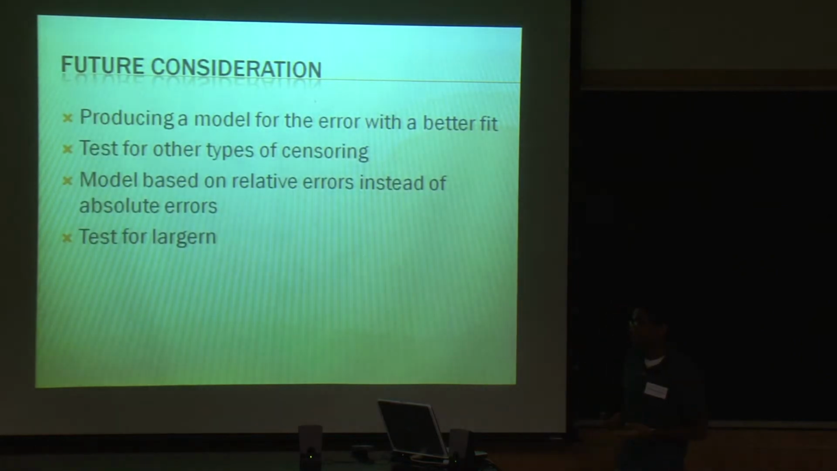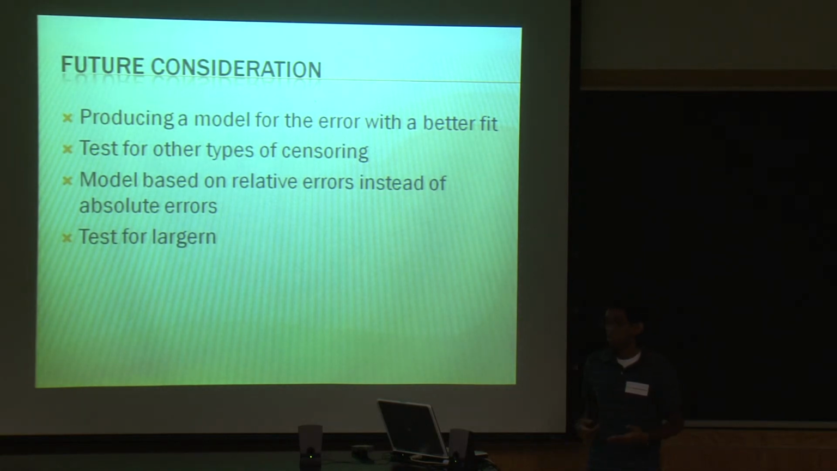But some things we'd like to consider in the future are perhaps producing a model for the error with a better fit. Currently we have an R-squared value of 0.854, and the problem is spanning multiple values of rho, so we'd like to improve that. And as well as testing for other types of censoring, especially symmetric and left censoring, and modeling based on relative errors instead of just absolute errors, and perhaps testing this formula out for larger values of n.